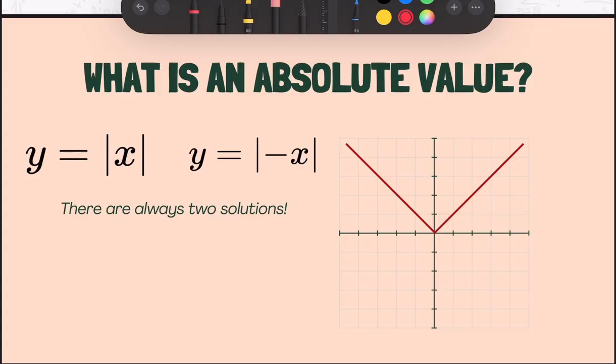If that's a little bit confusing, let's take a look at this graph here on the right. As we can see, an absolute value equation on a graph looks like a V, and that V tells us that there are always two solutions. For example, looking at this point, from the middle, from 0, it is 1, 2, 3 points away. And if we go to the left, it is also 1, 2, 3 points away. So that is why we always get two solutions.